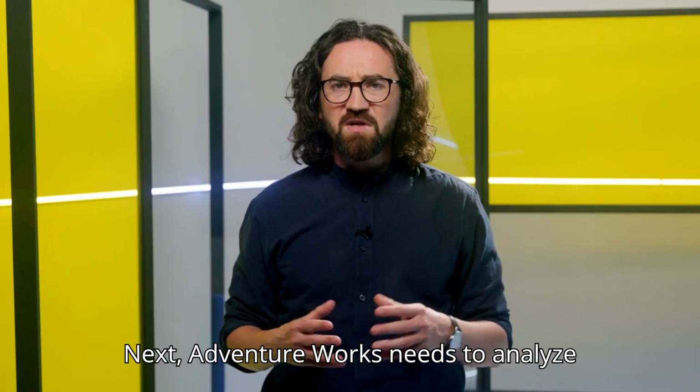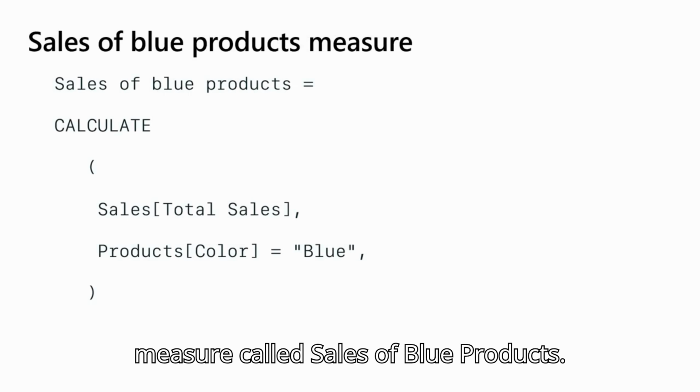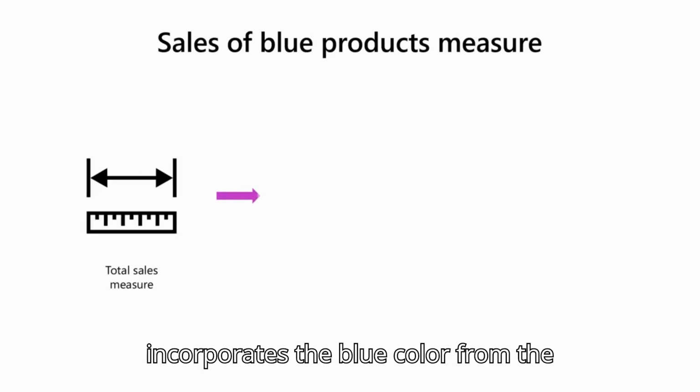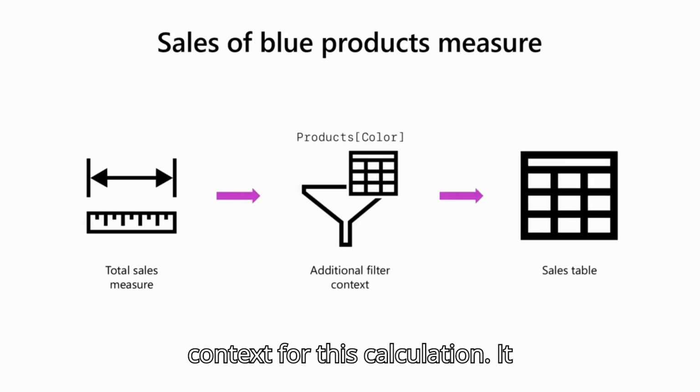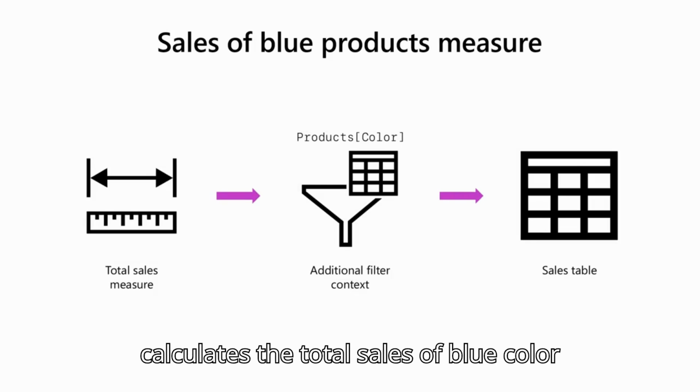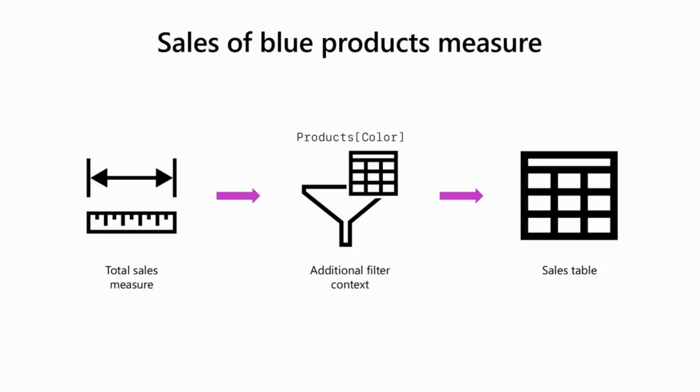Next, AdventureWorks needs to analyze all blue-colored products in each category. The company can write a new measure called sales of blue products. When executed, the expression incorporates the blue color from the product color column as an additional context for this calculation. It calculates the total sales of blue color products from the entire dataset.